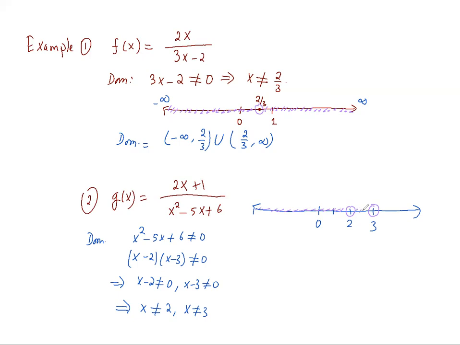This highlighted part is the domain of this function, which we can write as the union of three intervals. The first interval is negative infinity all the way up to 2. Make sure that you are using parentheses. From 2 to 3, another highlighted part, close by parentheses, and union, and the last highlighted part is 3 to infinity. So this is the domain of this function.